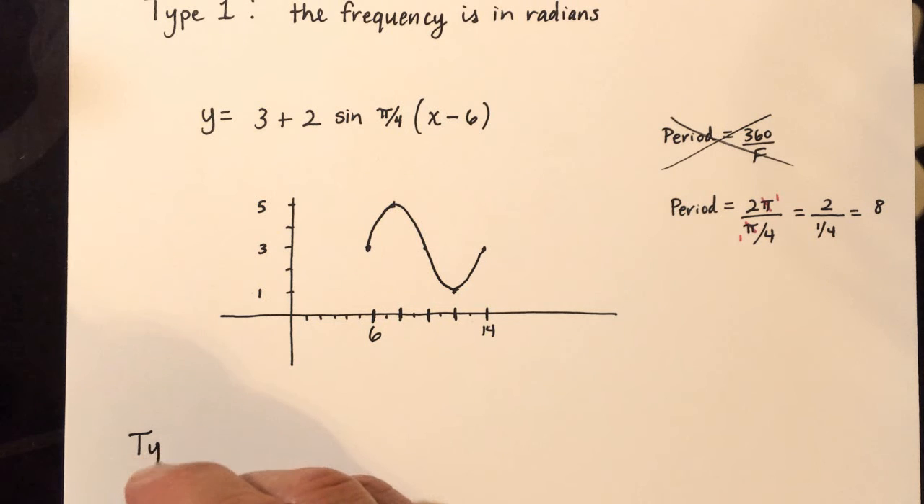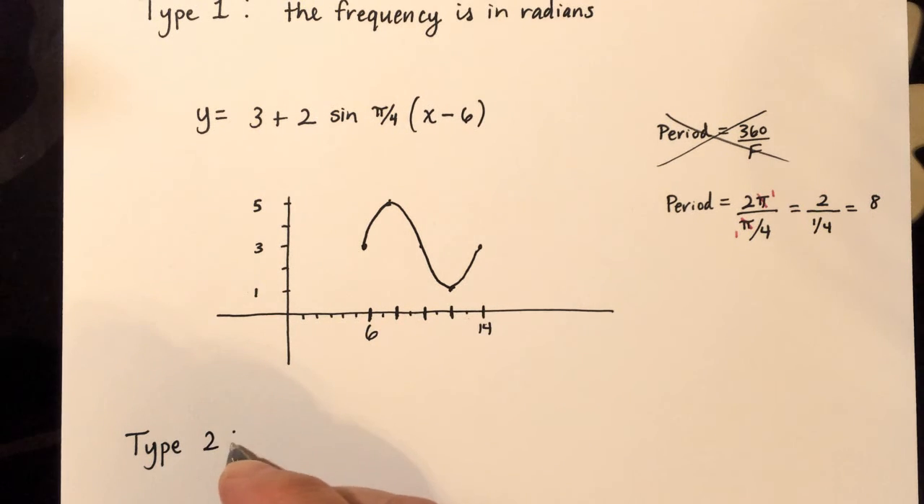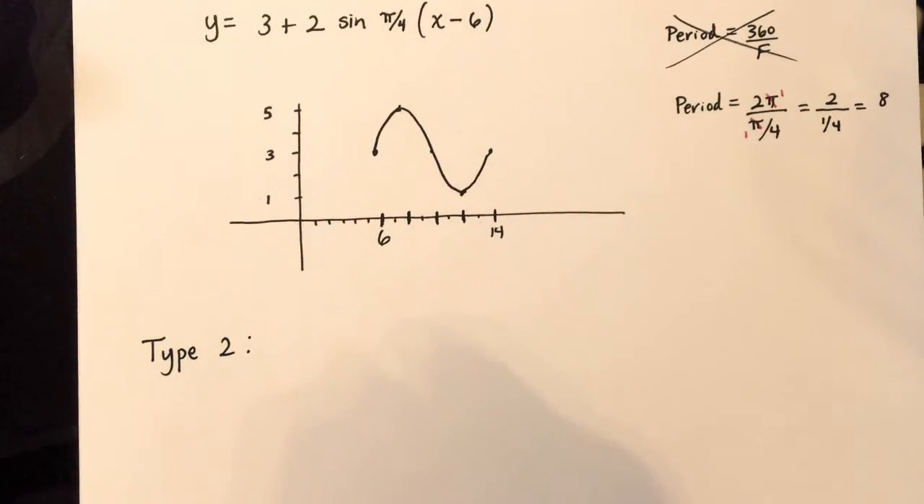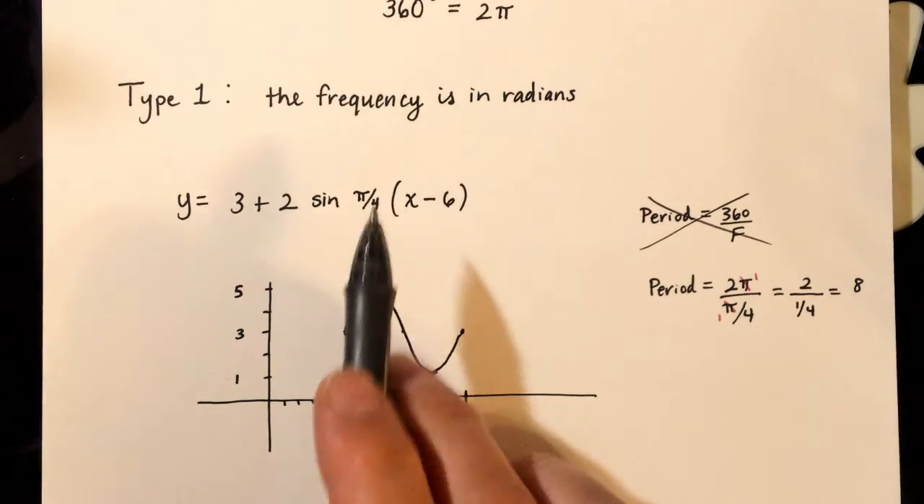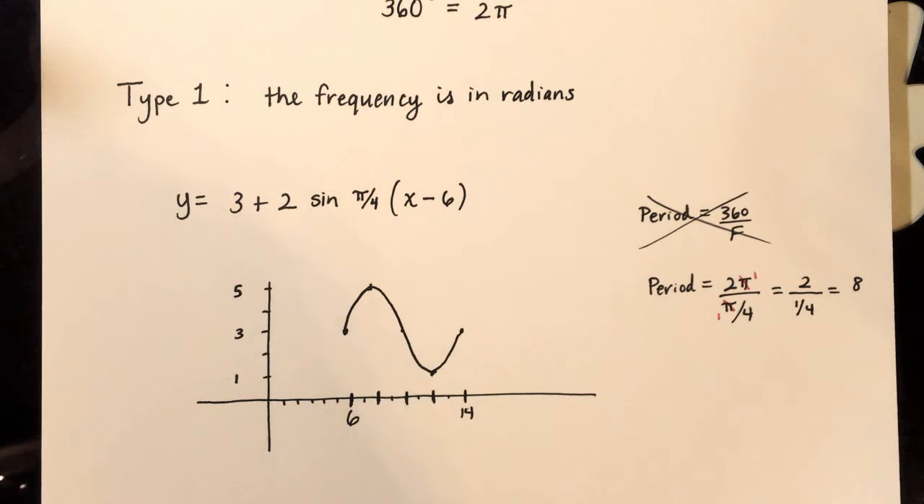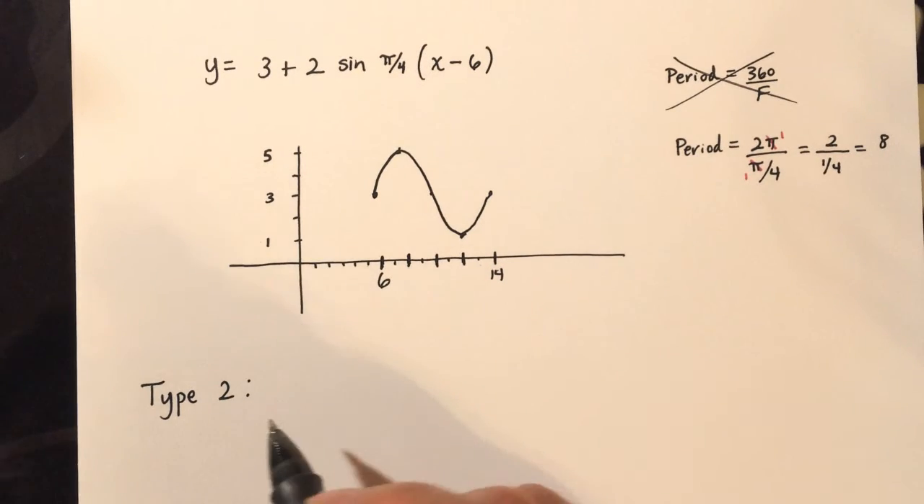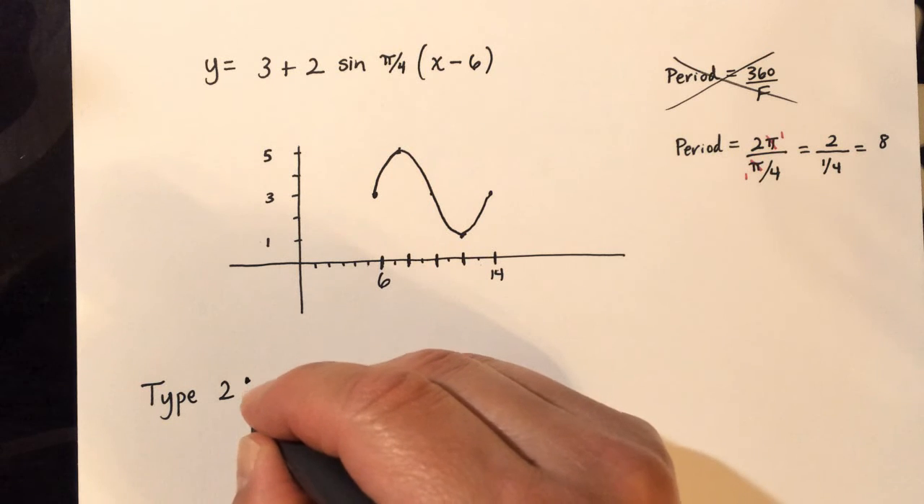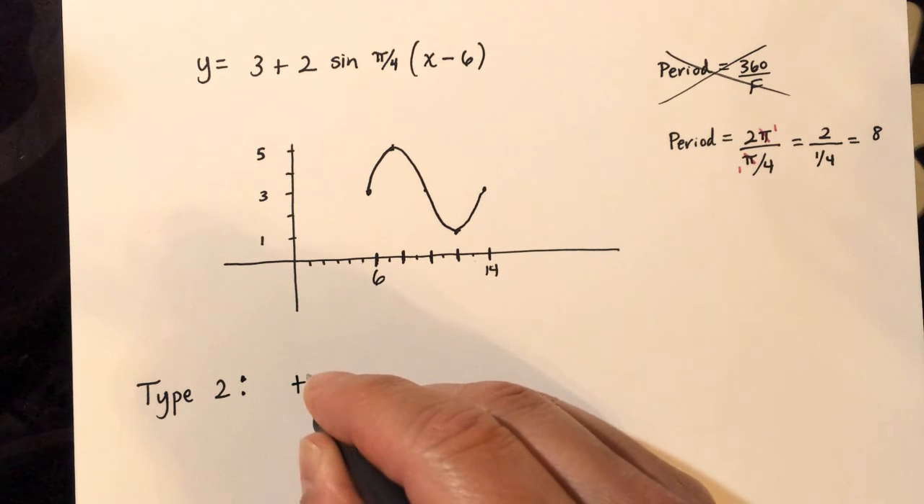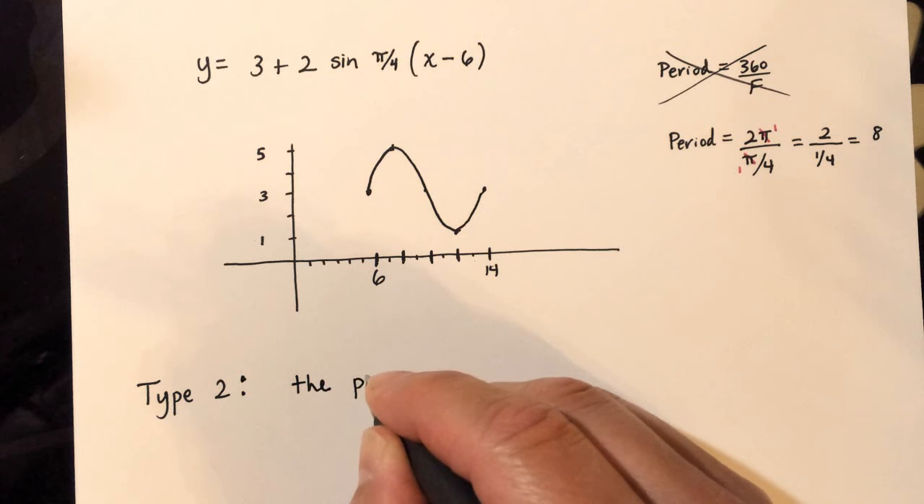Type 2. This is much harder. Much harder for students. This time, the frequency isn't in radians, but the phase displacement is. This is going to kick your butt.